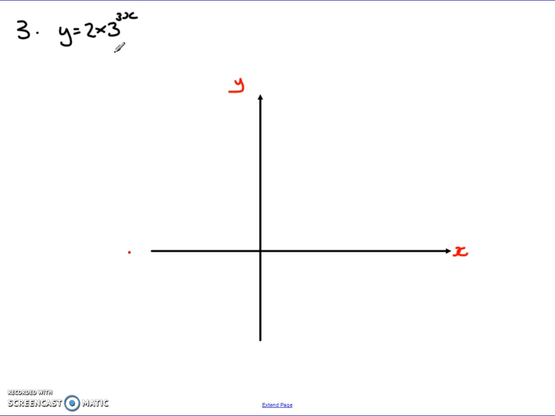So again, we look at the x direction first. So I've got 3x here. Now that isn't going to affect the intercept. It's still going to cut at 1 here.